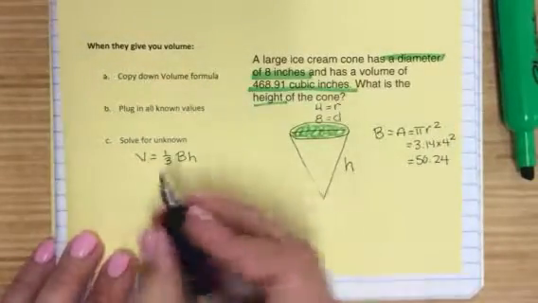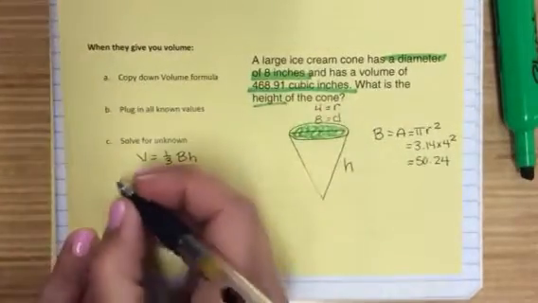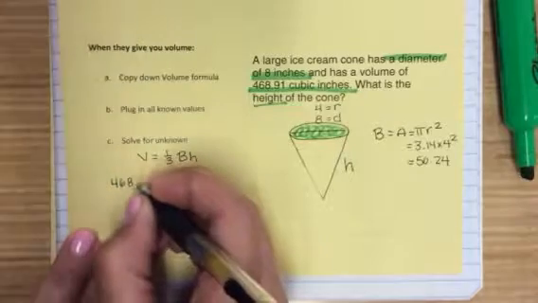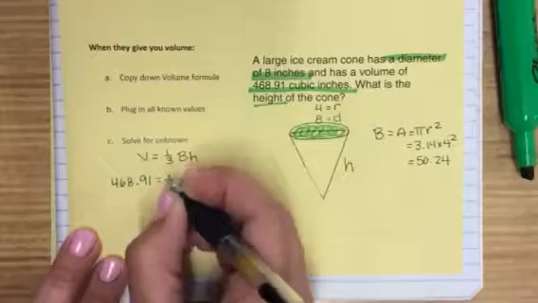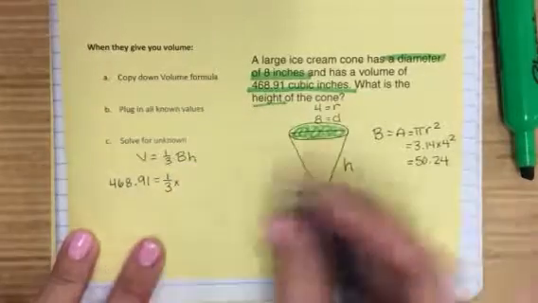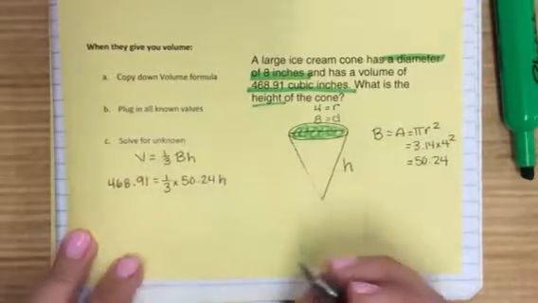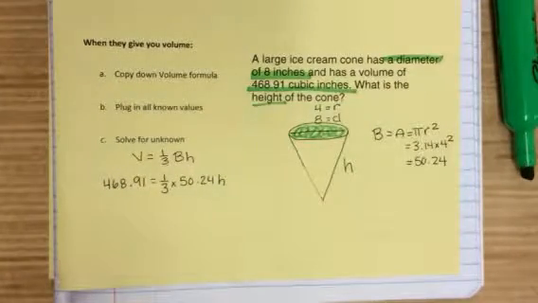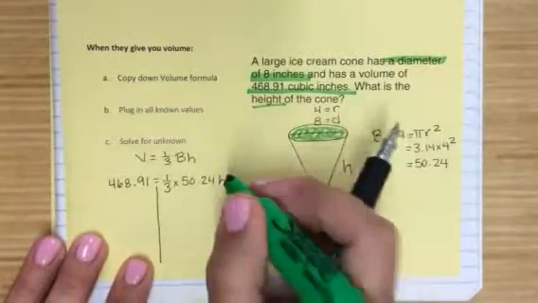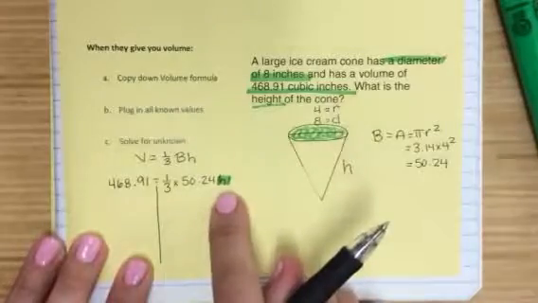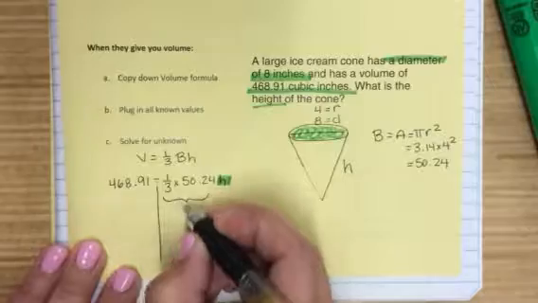So now I can plug in my values here. Instead of V for volume, I'm going to write what they give me the volume was. 468.91. I have 1/3 times 50.24, and then the H. And now this just becomes a regular equation, where if we highlight the variable, we need to leave the variable alone. The first thing that we can do is solve these two.